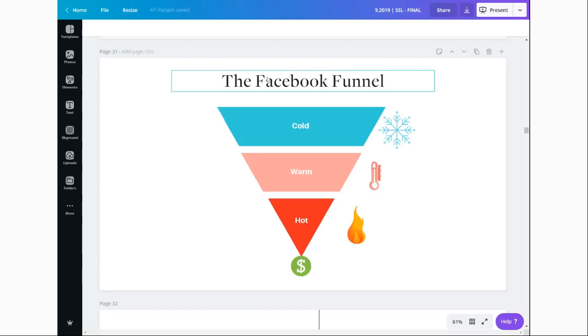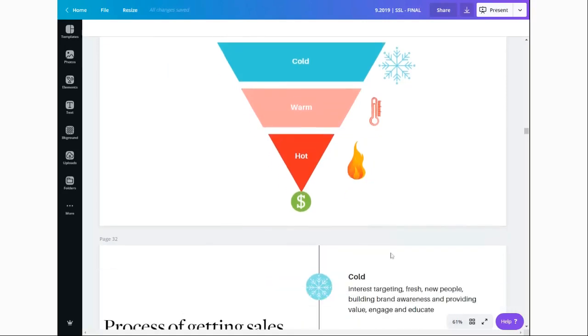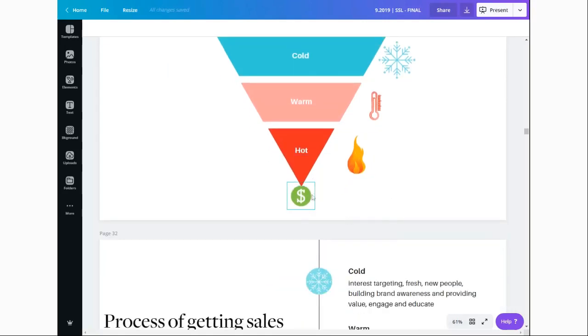Okay. So the Facebook funnel looks like this. At the top, it's cold. In the middle, it's warm. And at the bottom, it's hot. So what does this mean? Like, how am I supposed to pull people through this temperature range? After hot, that's where the money comes in.